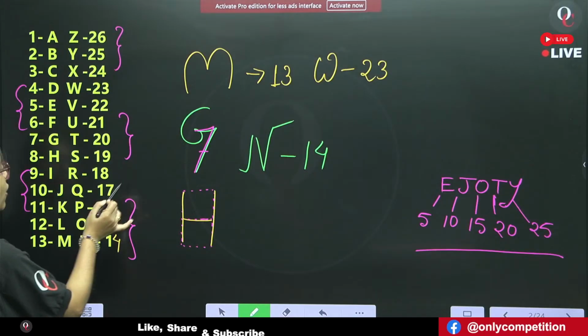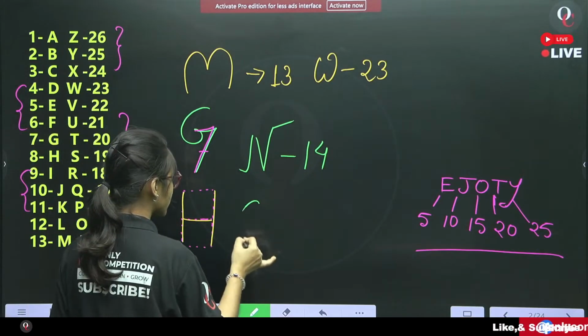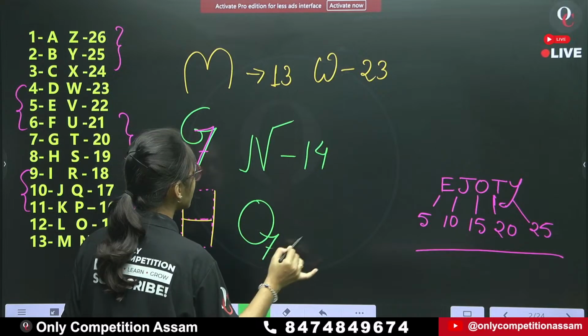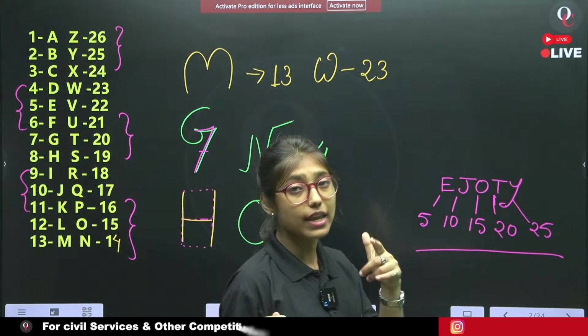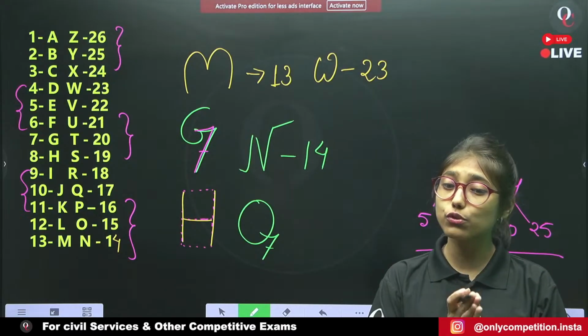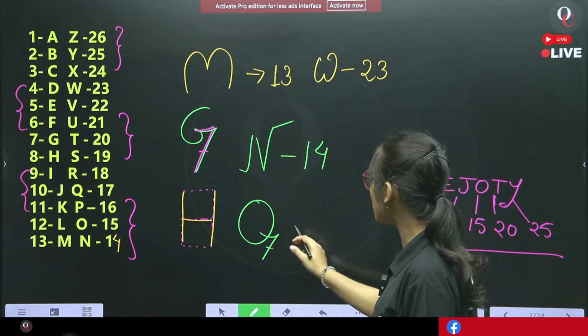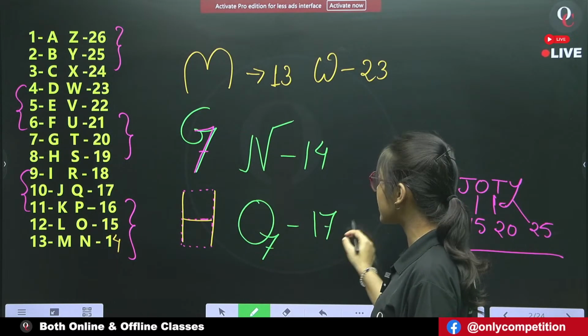Now, just imagine Q has a reverse nose which looks like 7, and therefore Q's position value is 17.